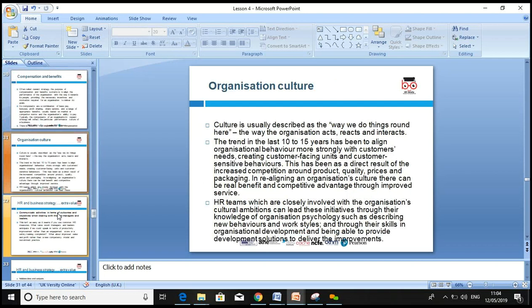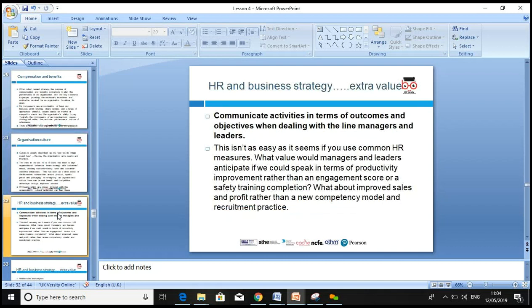Organization culture needs to be reflected as well. What sort of culture, because the people and the structure reflect in the overall organization, HR and the business strategies. We communicate activities in terms of the outcome and the objective, dealing with the line managers and the leaders. We always need to make sure what system will be in place in our organization. It's not easy to use the common HR measures that managers and leaders value.